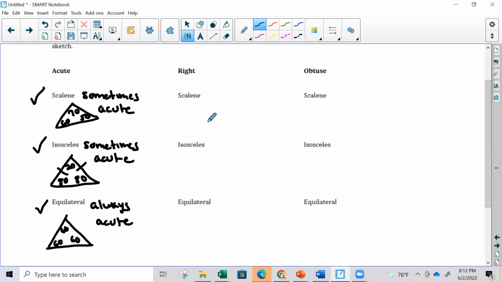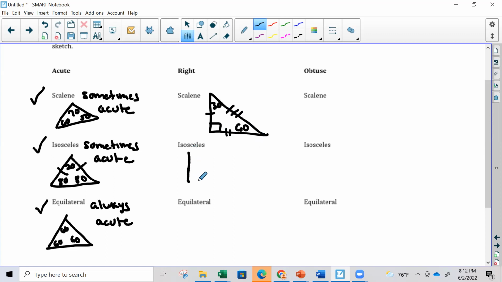Okay, so a right triangle, if we think about it, can I create a right triangle that has 3 different side lengths? And the answer is yes. I could make a right triangle and I could have, let's see, 30 and then 60 and then 90, that would be an example of a scalene triangle. These 3 sides would all be different lengths.